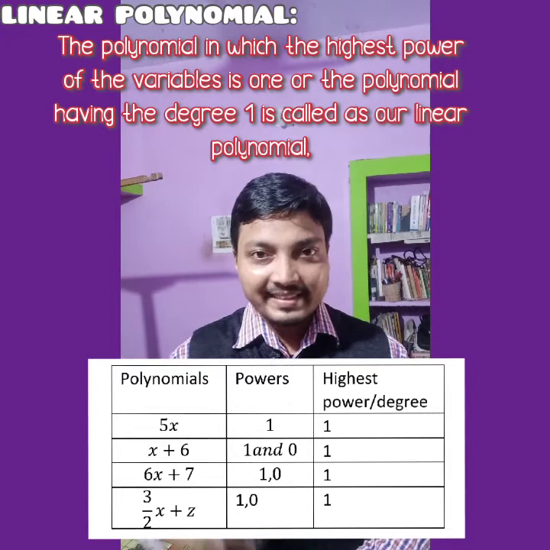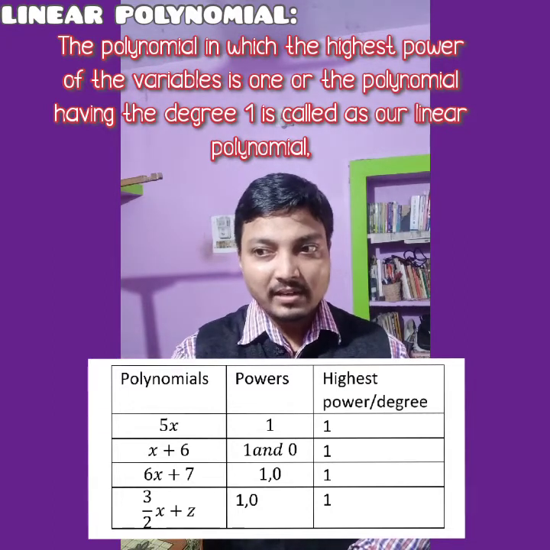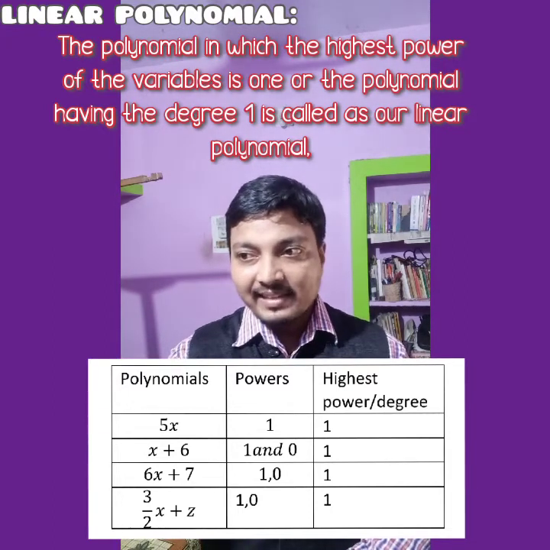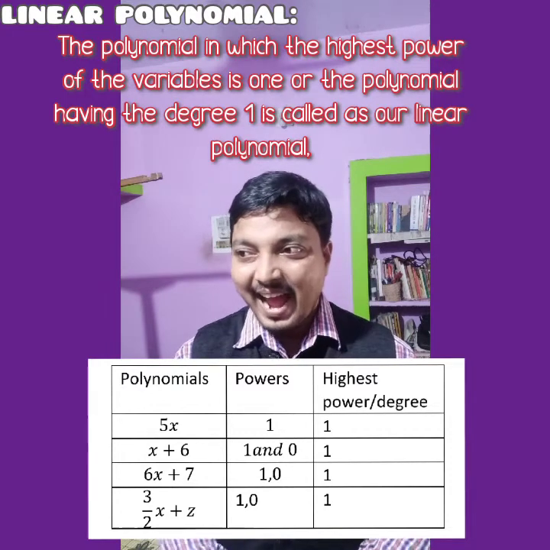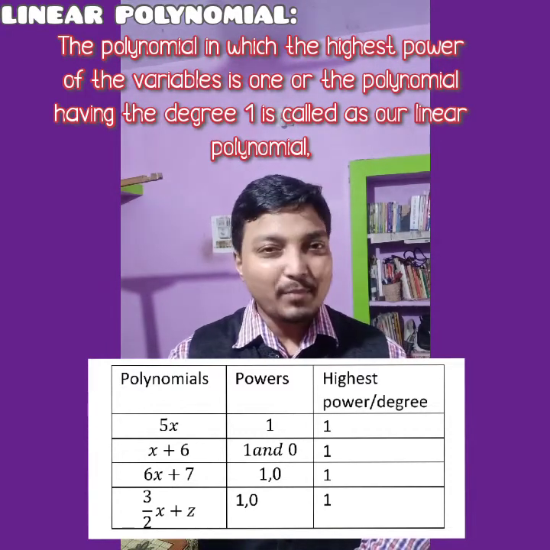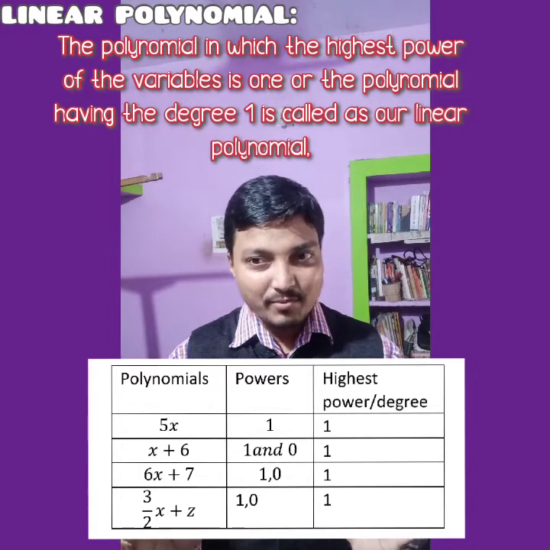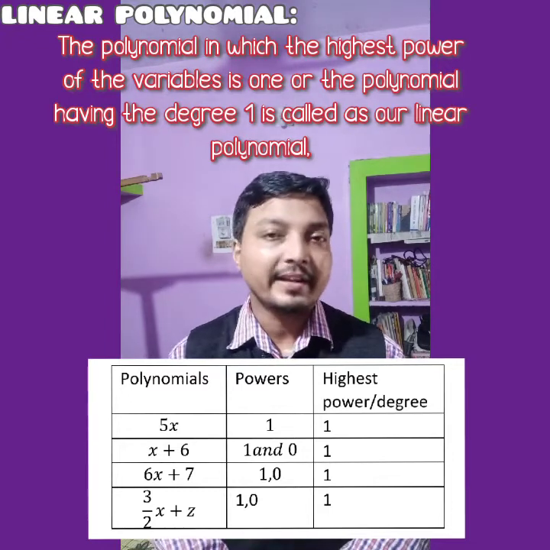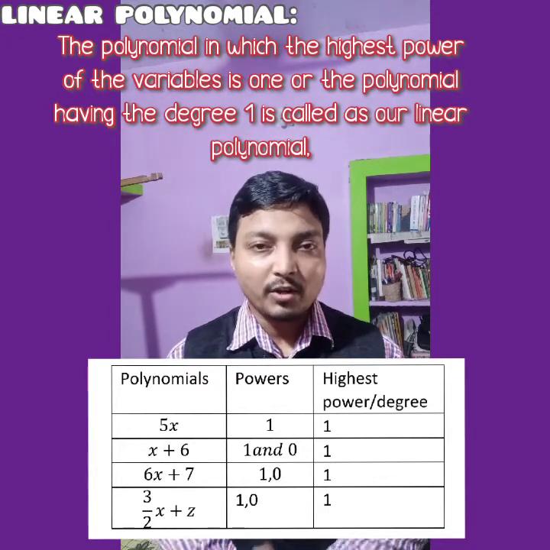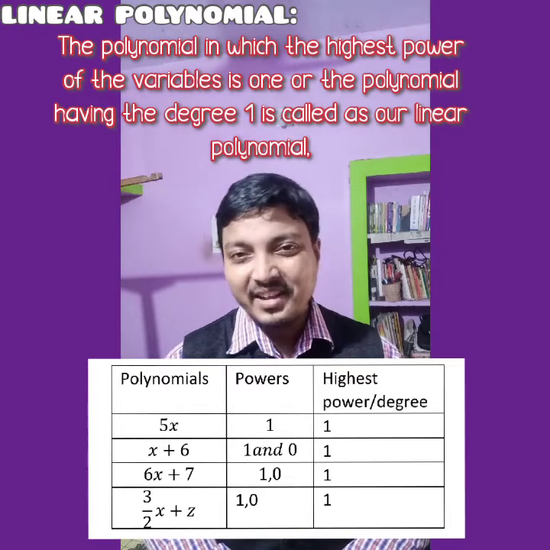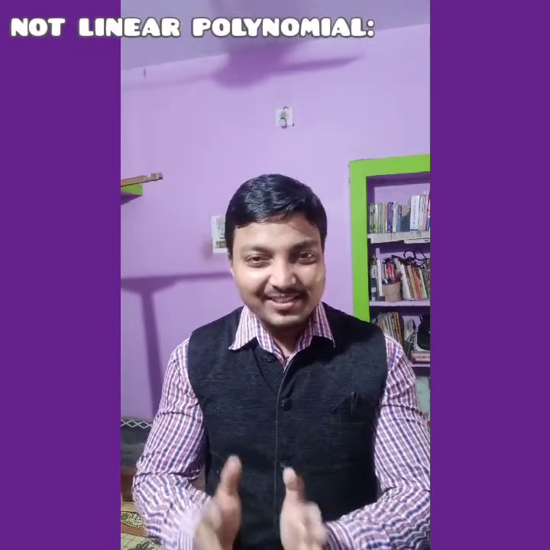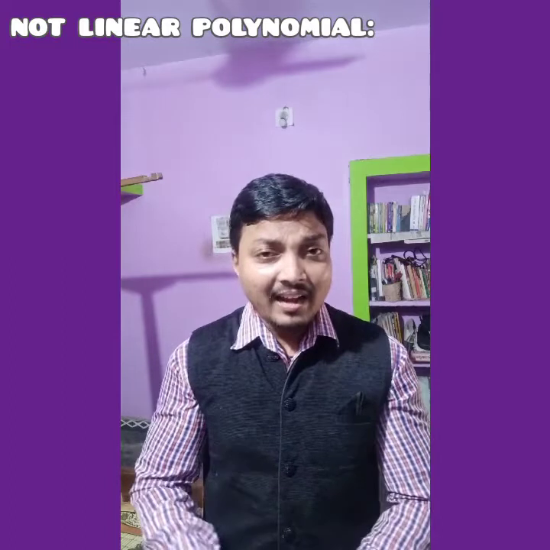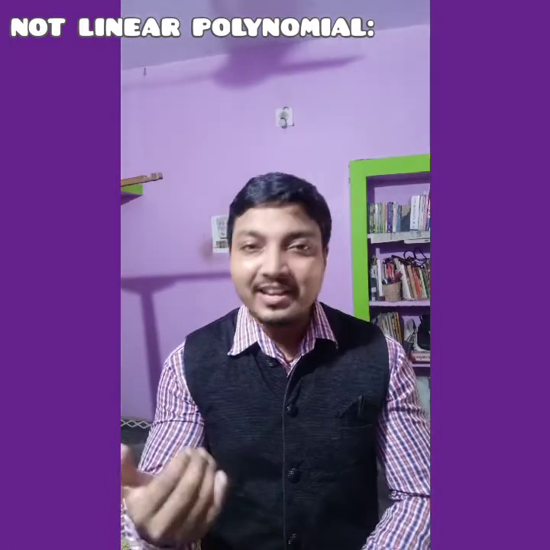Then x plus 6, here there are also two terms and the highest power is 1. Another example is 6x plus 7. Another one is 3 by 2x plus 7. Is it okay for everyone? So in all these polynomials, the highest power of the variable is 1, so we can call all of them linear polynomials. Then a few examples I am showing which are not linear polynomials. How to check whether it is linear or not, and if it is not linear, why it is not a linear polynomial.